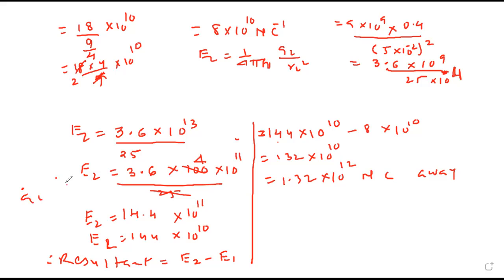This was Q1. This was Q2. E2 is towards Q1. Away from Q2 and towards Q1. Answer given there is wrong. They have added the two. Because if you add, then it will become 152. That is 1.52. But we can't add because earlier total distance is 2 meter. From here 0.01 can't be outside.